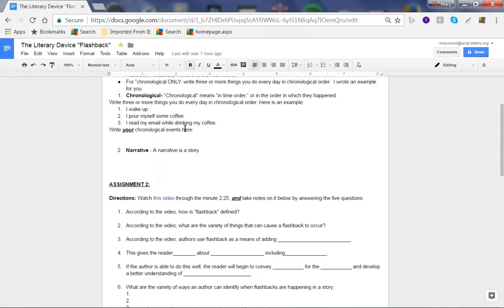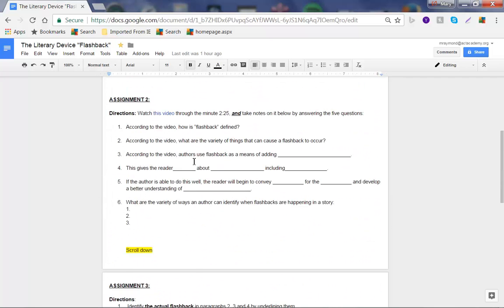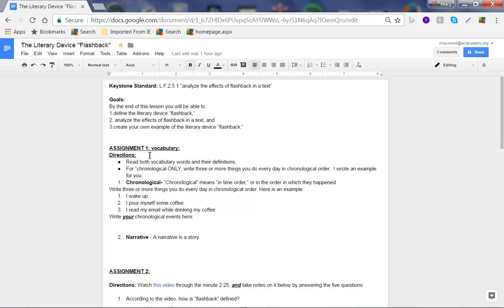Okay, so it's broken into assignments, through assignment 4. All right, and let me just go over the directions here. So assignment 1, vocabulary. There are 2 vocabulary words I want you to become familiar with. So you're going to read both vocabulary words and their definitions. For the word chronological only, write 3 or more things you do every day in chronological order. I wrote an example for you. This is going to help you because when you're talking about flashback, it's not chronological order. So in order to understand flashback, you need to understand chronological order and vice versa.